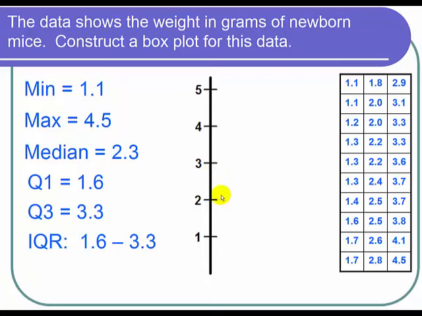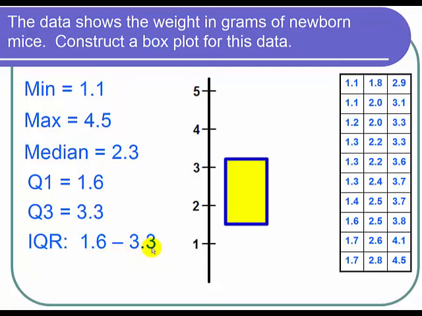Let's draw our box first. Again, the bottom of the box is 1.6, and the top of the box is 3.3. So I draw a box. The width doesn't matter. I just draw a width so that it is aesthetically appealing. And hopefully you agree it is. But the minimum and max of the box must be the first and third quartile.